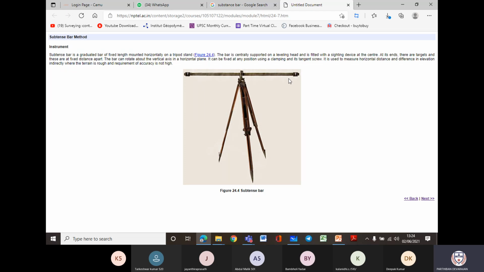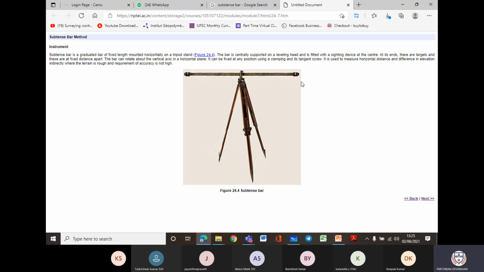So the subtense bar is like fixing a scale over a tripod. The bar is centrally supported on the leveling head. You have attached this bar to the tripod centrally, at the midpoint of the scale. The leveling head is fitted with sighting devices at the center. At its ends, it has 2 ends, right? In this scale, you can find 2 ends.